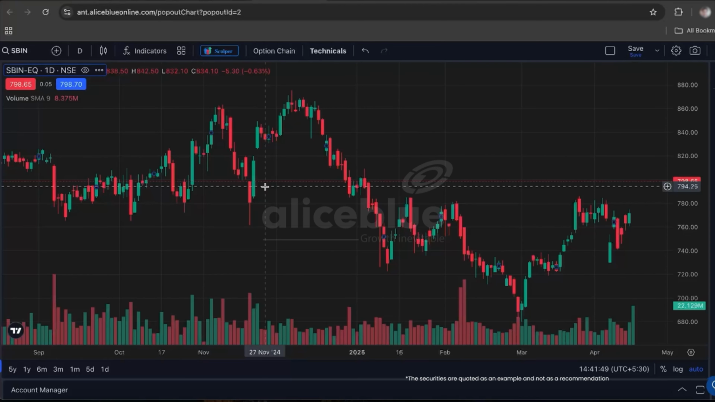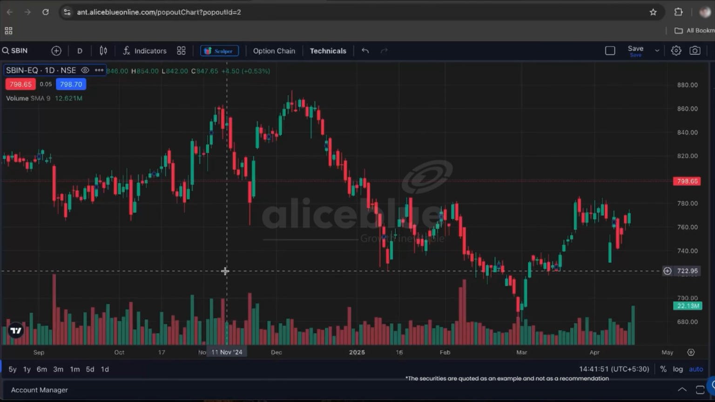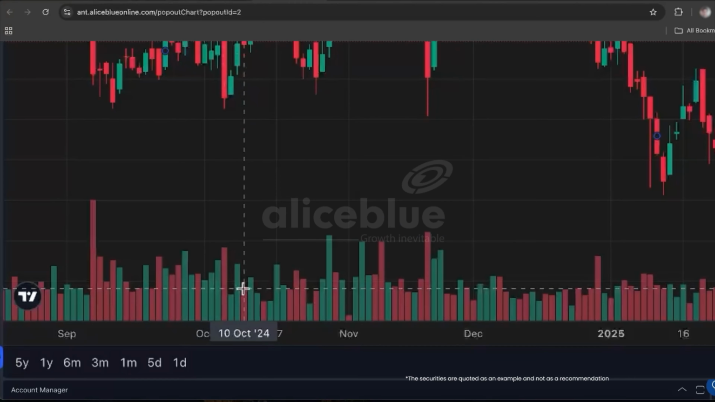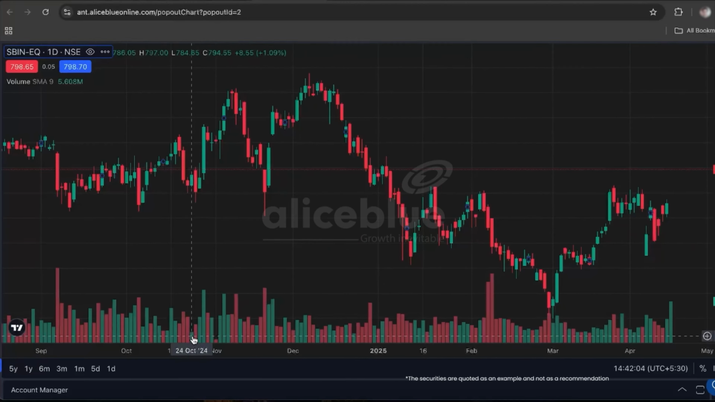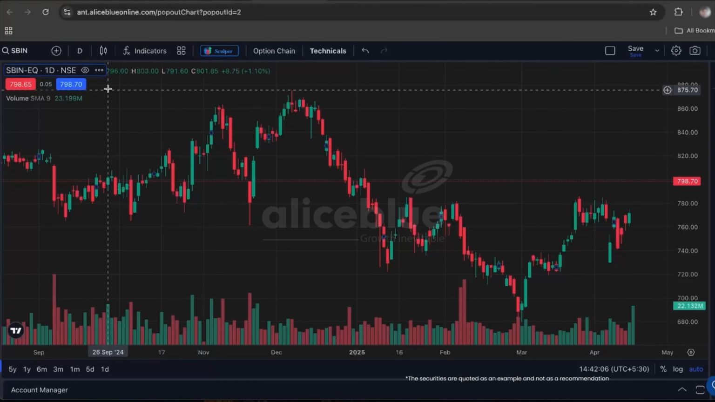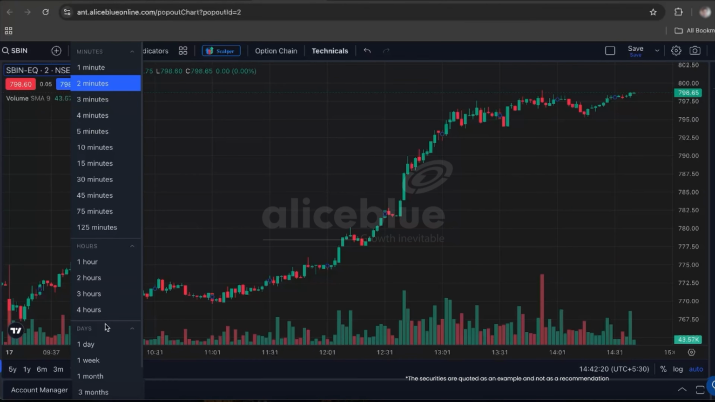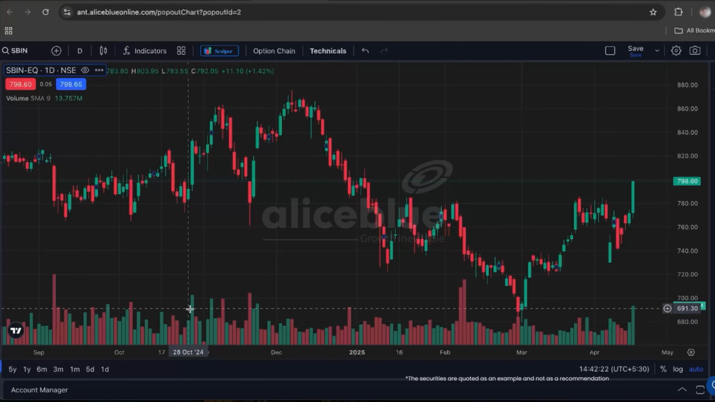So what is volume? In simple terms, as you can see, these bars over here, it is basically the total number of shares or contracts that are traded in a given period. This period could be a day, an hour, or even a minute. If I talk about one day, this bar represents the volume that has been traded in that particular day.